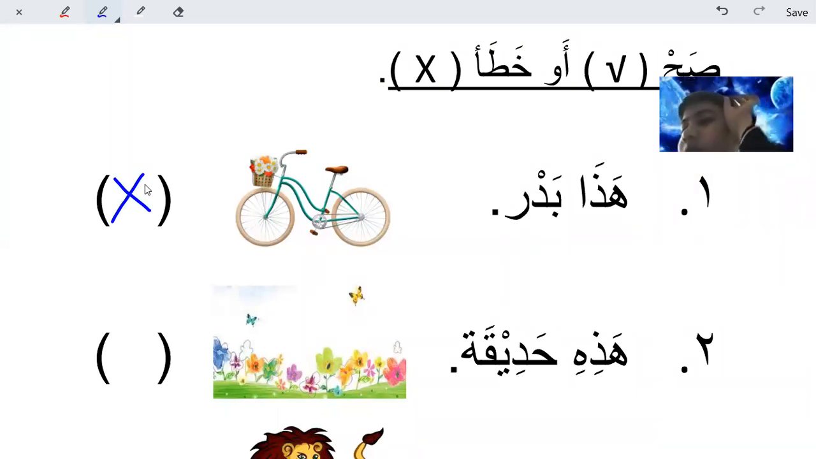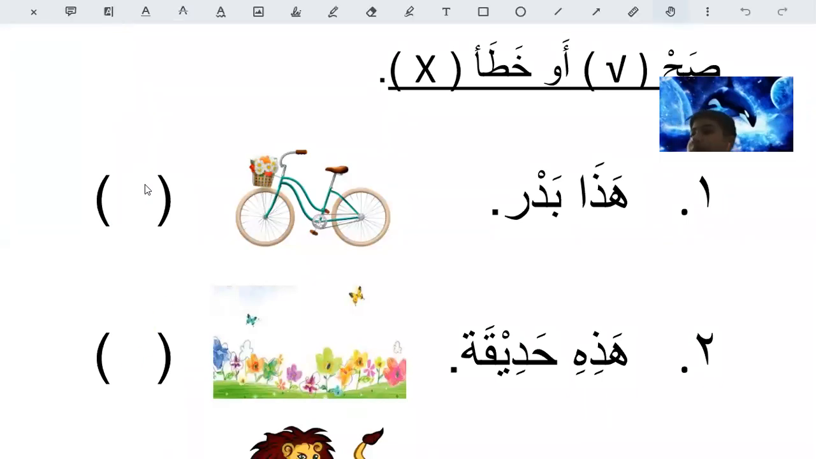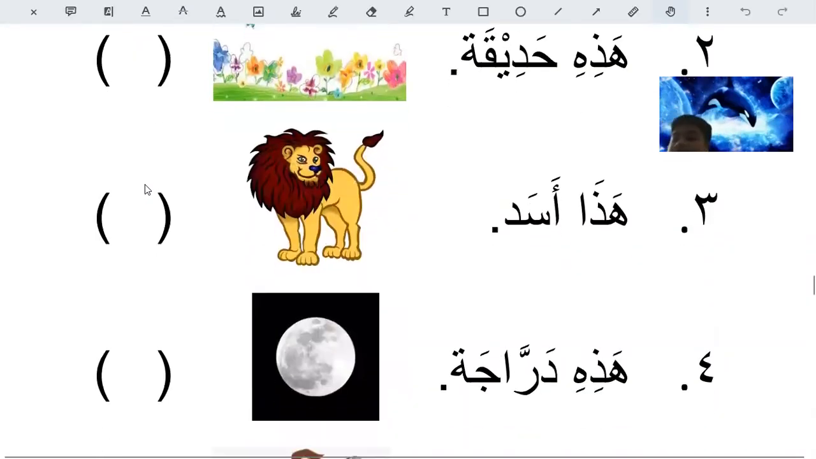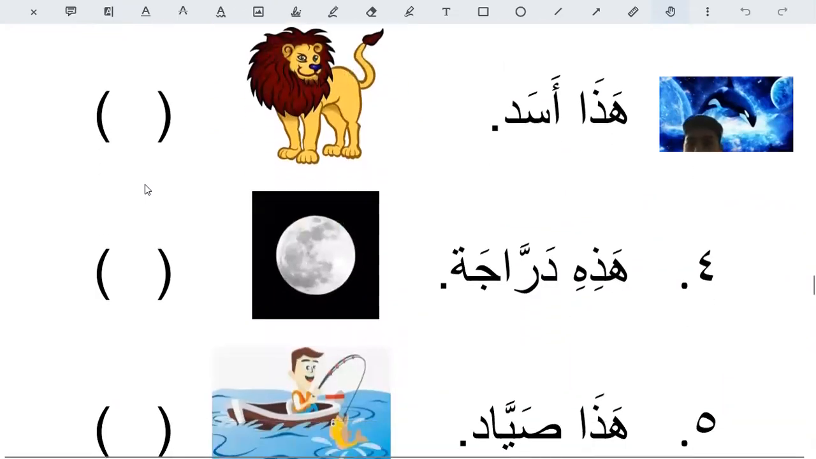Okay. Hadhihi hadika is sahih. Good. Oh, teacher, could I change the Wi-Fi first? Okay, you can change it.